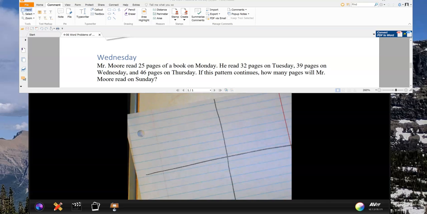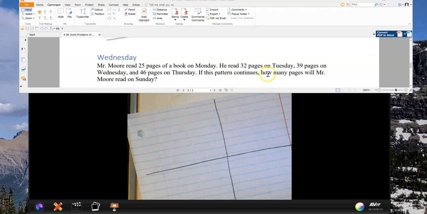First of all, as always, I'm going to be reading the word problem, and then I'm going to come up with an answer sentence. Mr. Moore read 25 pages of a book on Monday. He read 32 pages on Tuesday, 39 pages on Wednesday, and 46 pages on Thursday. If this pattern continues, how many pages will Mr. Moore read on Sunday? I'm going to go ahead and start my answer sentence.